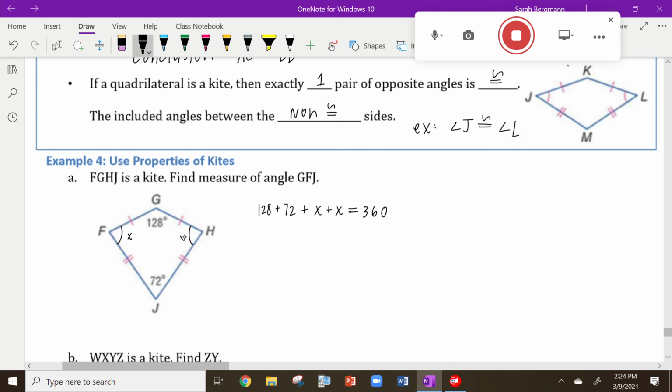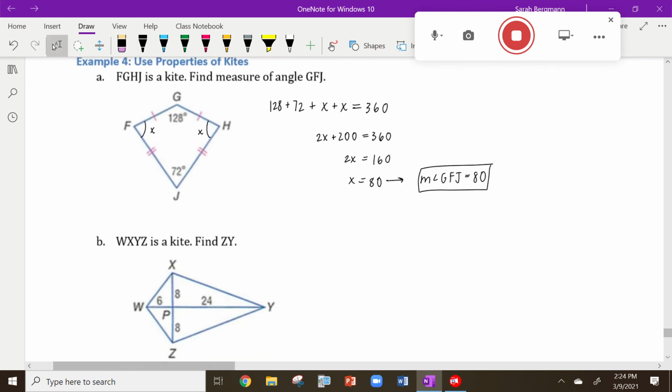Let's call these X to make it easier. Now you can solve this equation. Combine your like terms and solve it for X. You should get 2X plus 200 equals 360. So 2X equals 160 and X equals 80. Therefore, the measure of angle GFJ is 80.